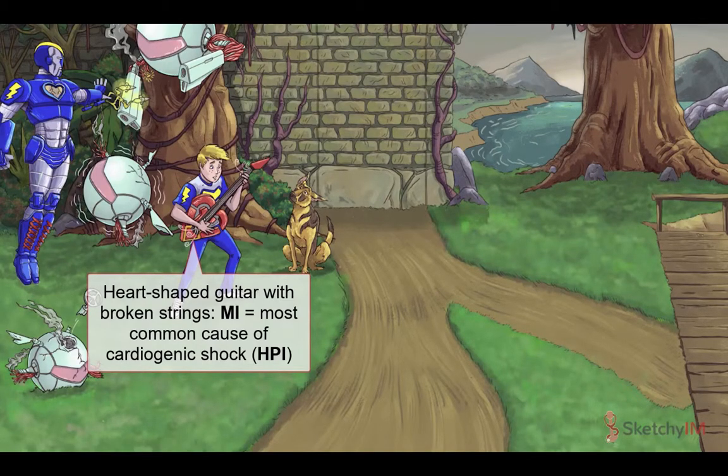Do your thing. While myocardial infarction is most commonly thought of as a cardiomyopathic cause of cardiogenic shock, the complications of MI, such as papillary muscle rupture or third-degree AV block, can also cause mechanical or arrhythmic cardiogenic shock. For more info on the clinical presentation of acute MI, check out our sketches on acute coronary syndrome.